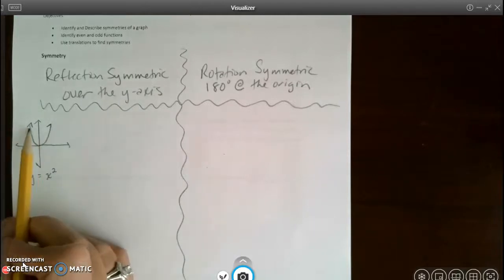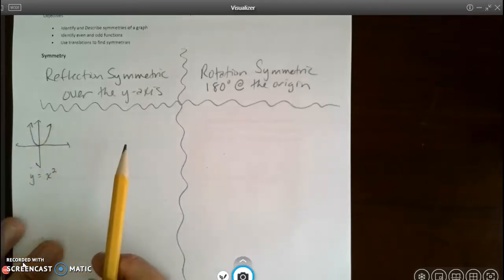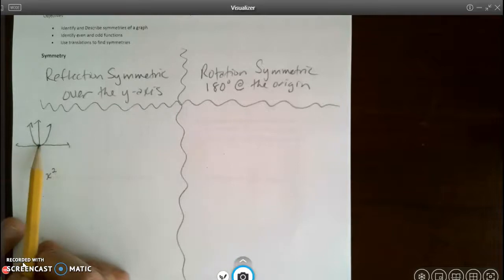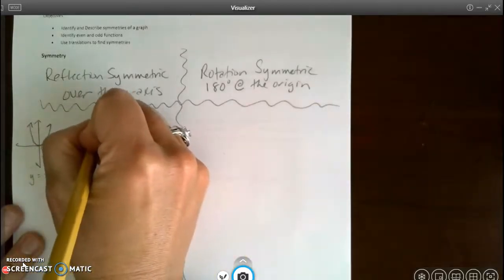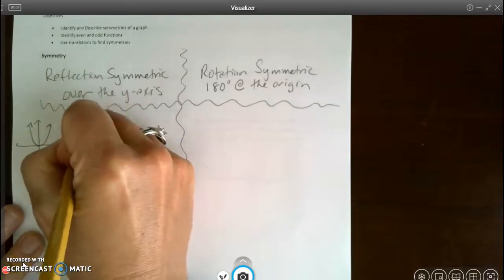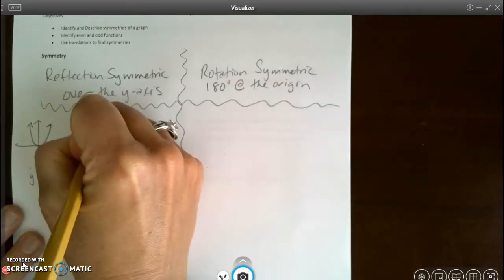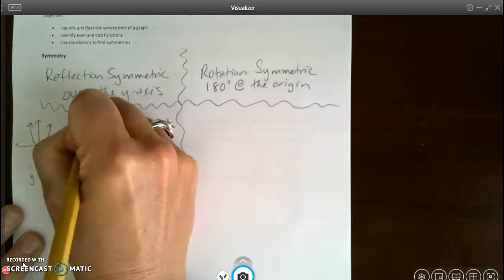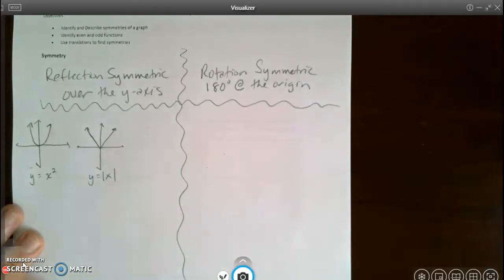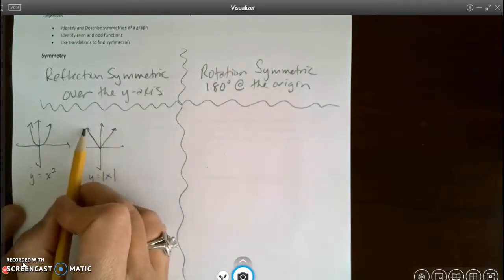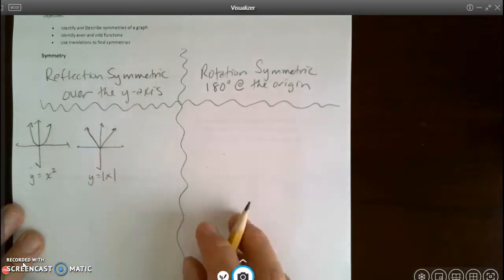That is reflection symmetric over the y-axis. It means that if I was to reflect it over the y-axis, you wouldn't even realize that I had reflected it. If you folded this part over to here and this part over to here, you wouldn't even know that I had switched them. Another one is the absolute value parent function. Y equals the absolute value of x. Think about it. If I reflect it over the y-axis, this piece moves to here, this piece to here. We can't even tell that I moved anything.